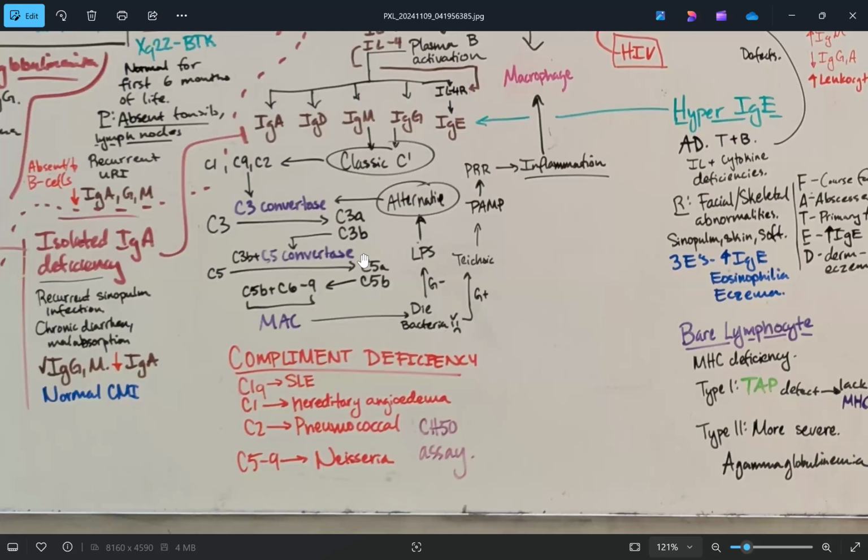C3. If you're missing that, you get recurrent pyogenic infections. So Anthony's saying if you lack C3, then you will have a lot of recurrent pyogenic infections. I will add that to the board now before I forget. Or do you want to add it?